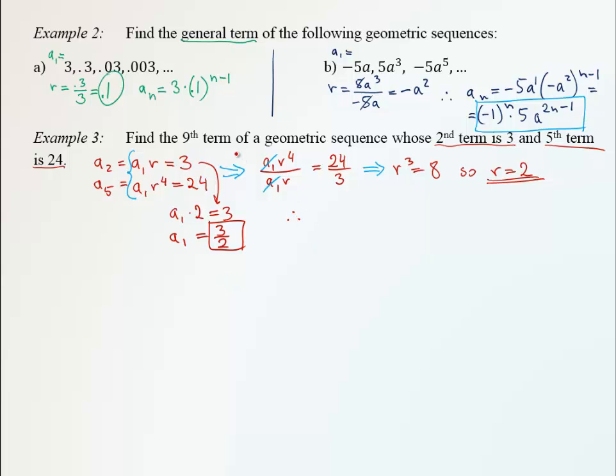Okay, so now we have both variables. Therefore, we can answer the question. The question calls for a9. What's a9? a9 is a1, which is 3/2, times r, which is 2, to the exponent 9 minus 1, which is 8. Therefore, altogether we have 3 times 2 to the 8 divided by 2, which is 3 times 2 to the 7. So that's the 9th term. Again, there's no need to evaluate this.